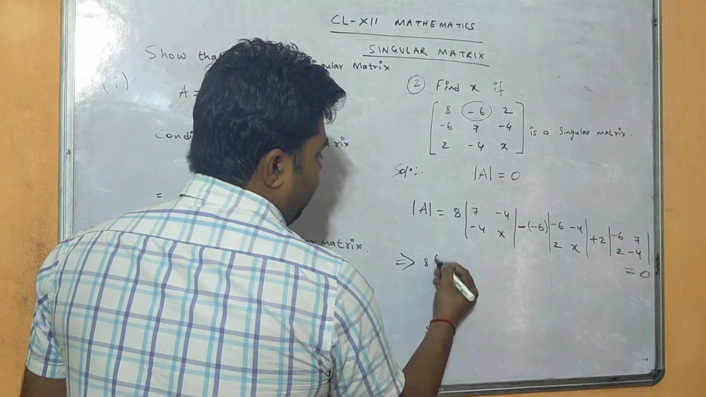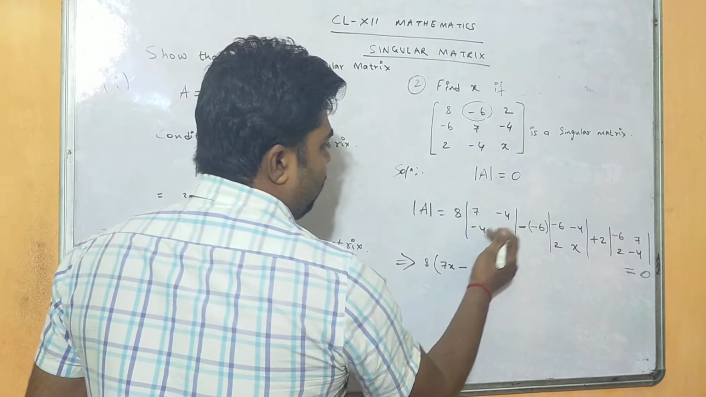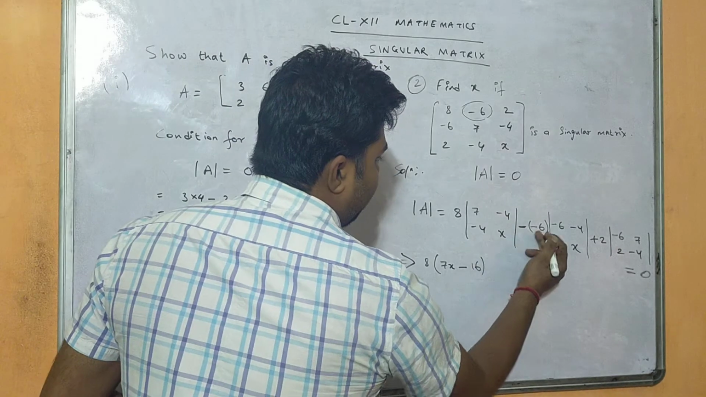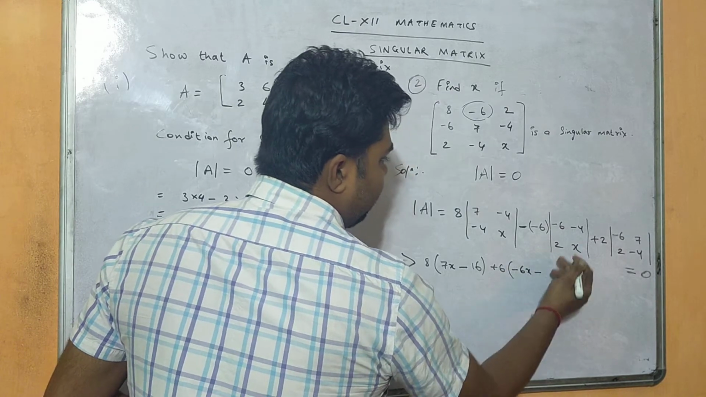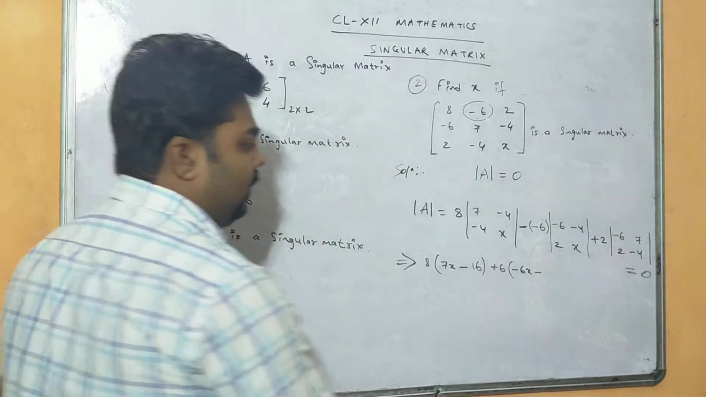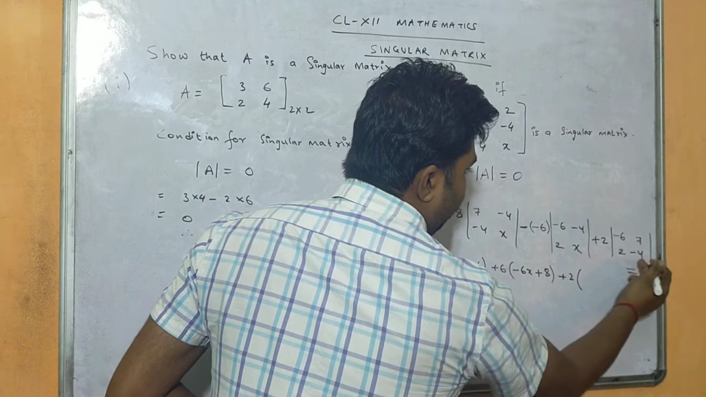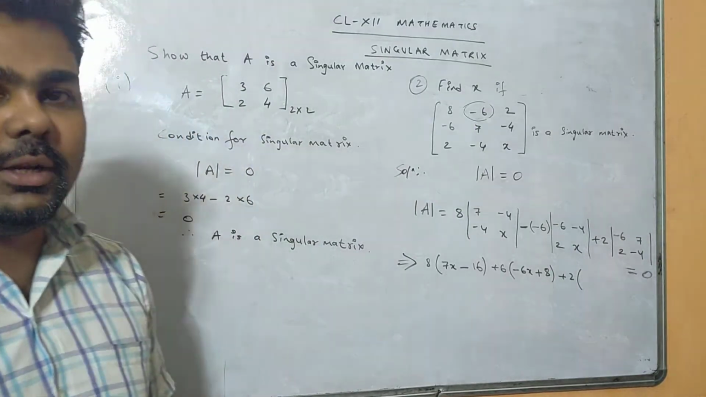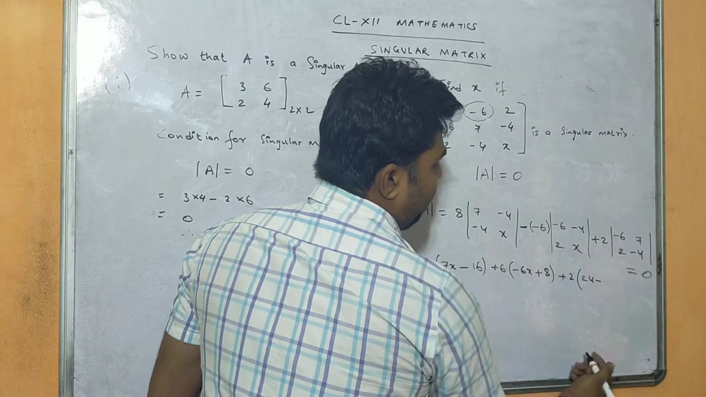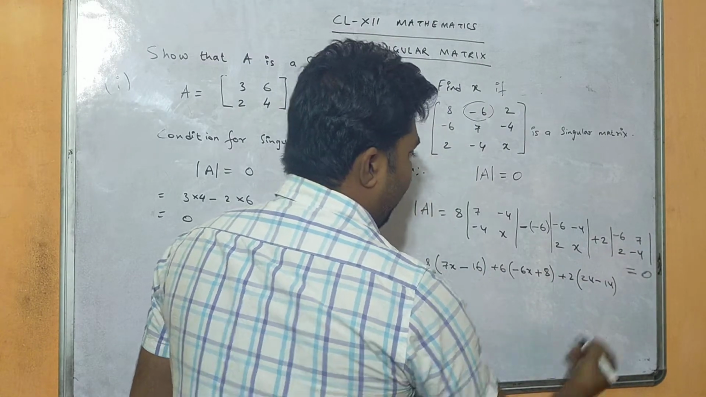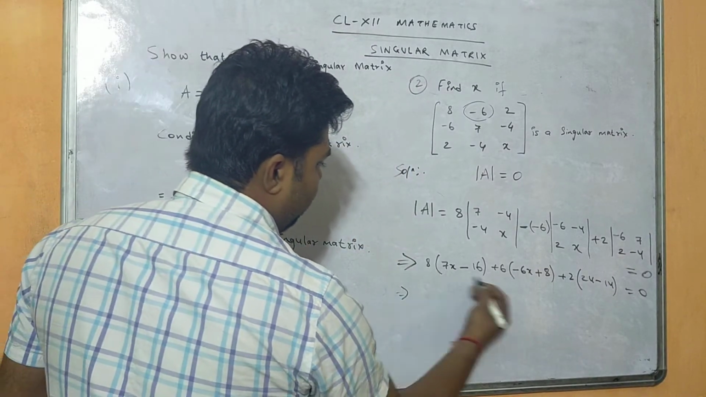So here 8 into 7, 7x, by formula minus plus 4 is 16. Again minus plus x into minus 6, that is minus 6x, minus 2 into minus 4, that is minus 8. Minus and minus becomes plus. Plus 2 into minus 4 into minus 6, that is minus into minus, which is a positive quantity. 4 6 is 24, 24 minus 2 7 is 14, that is 24 minus 14. And this total must be equal to 0 as per the singular matrix.